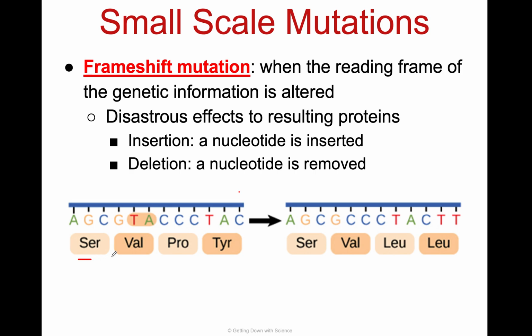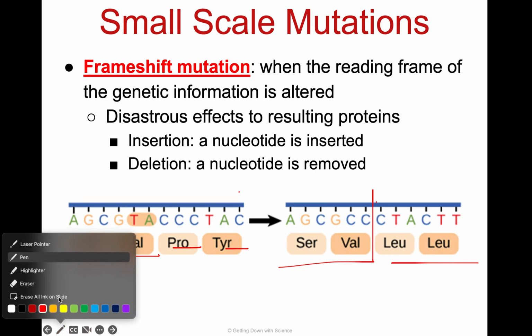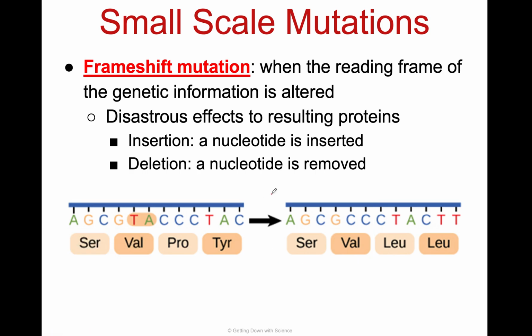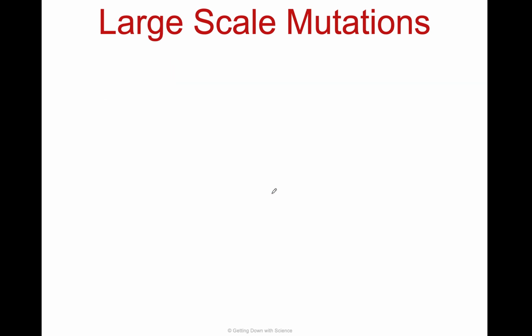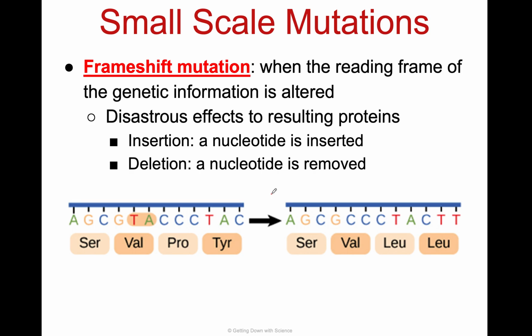So you can see here, serine, valine. I forget what that is. Now, the first two are fine, but the last two are completely wrong amino acids. So that's, again, a non-functional protein. Disastrous. Let's talk large scale. Oh, I'm sorry. Pause here to take notes.